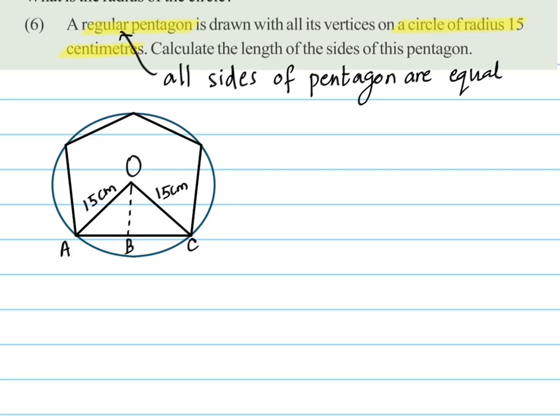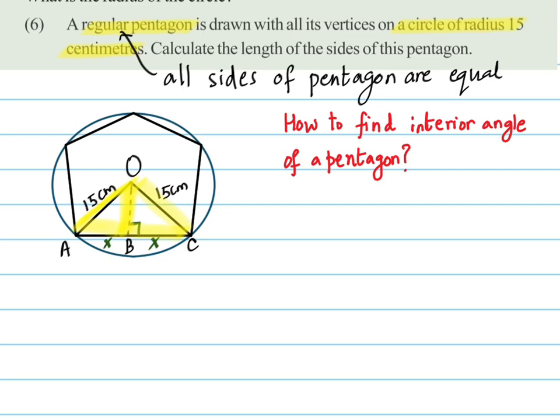We draw a perpendicular, label the side ABC, and because we drew a perpendicular, angle OBC will be 90. AB and BC would be exactly equal to each other because these two triangles are going to be congruent. We can see that AB and BC would be equal because they are the sides of the congruent triangle.